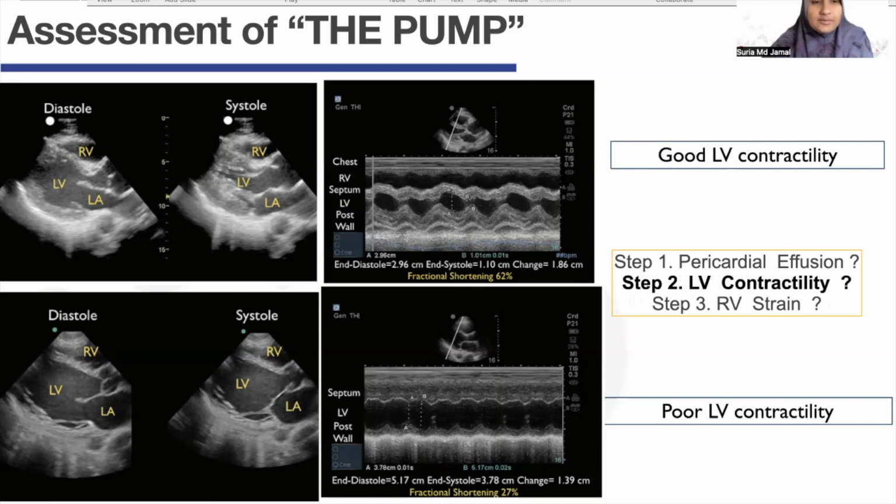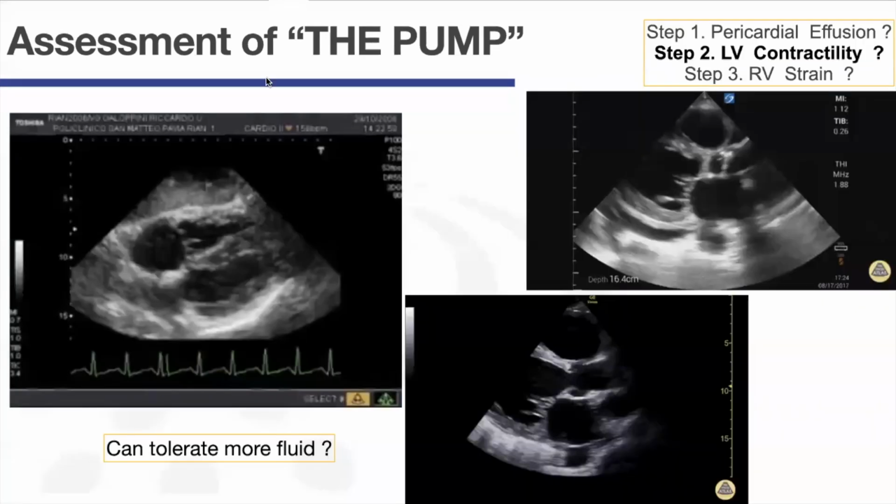As comparison to the image below, there's no difference in the LV contractility between diastole and systole. Even during the systole, the wall of the LV is not coming together, suggesting poor LV contractility. And on the M mode, the fractional shortening is actually 27%. So this suggests that on the assessment of the pump, poor LV contractility could also lead to cardiogenic shock.